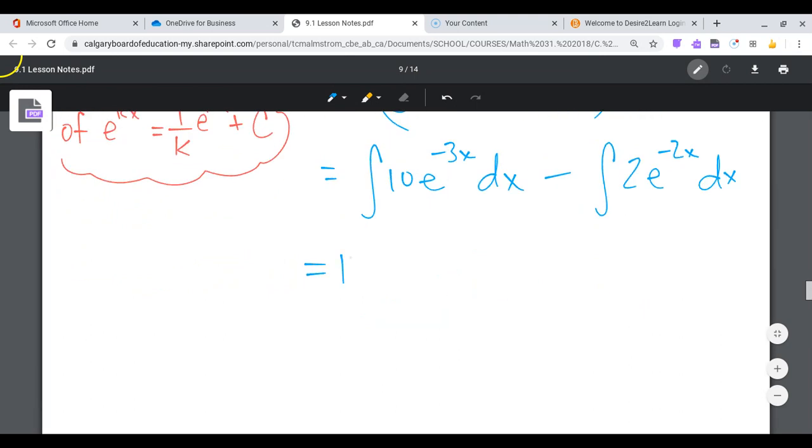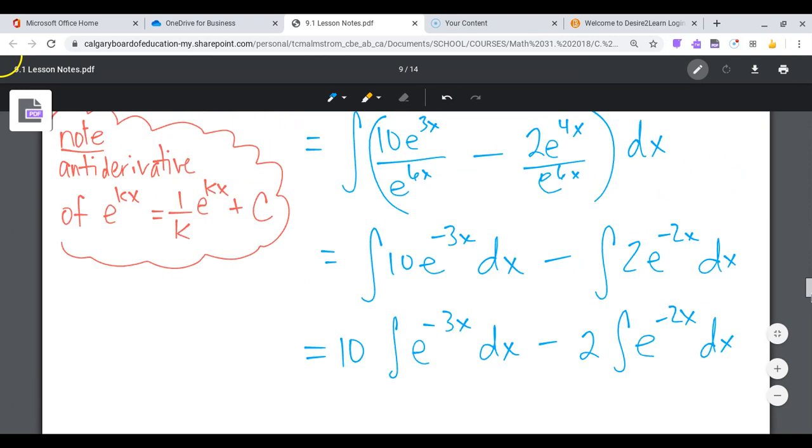So put the 10 out and integrate e to the power of negative 3x dx, minus 2 integral e to the negative 2x dx. And this actually doesn't require me to do the substitution rule because I put this little bubble out here for us. The antiderivative of e to the kx is 1 on k e to the power of kx. So we're just going to use that little antiderivative rule right there.